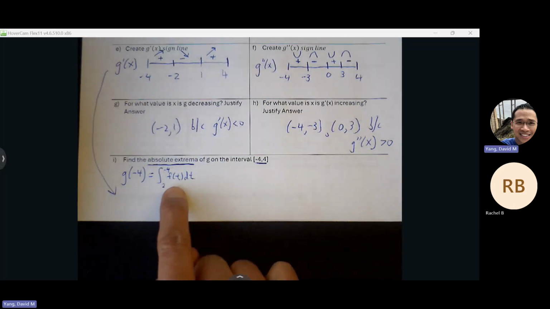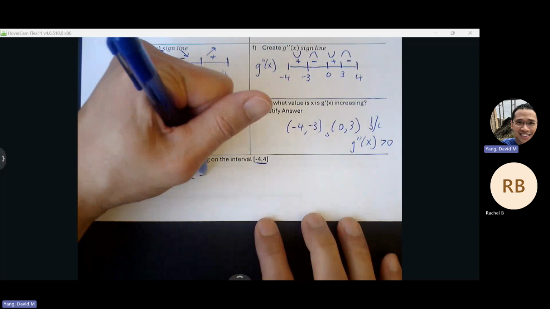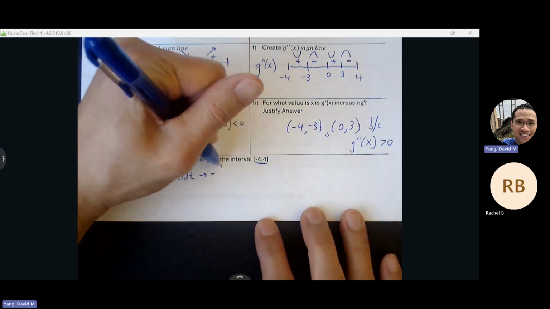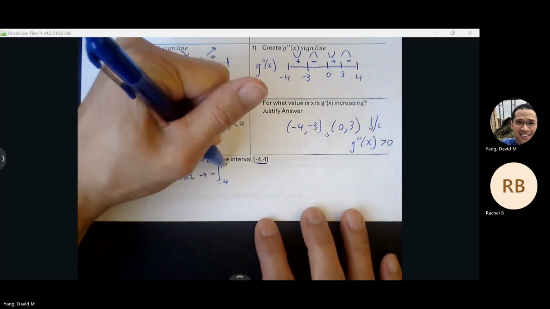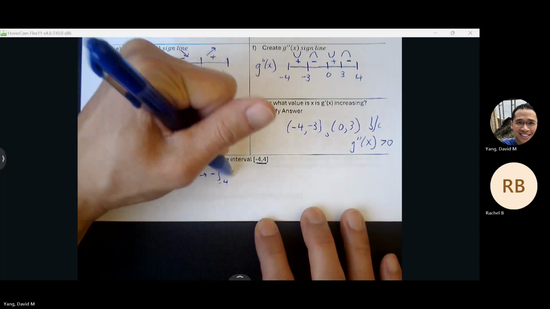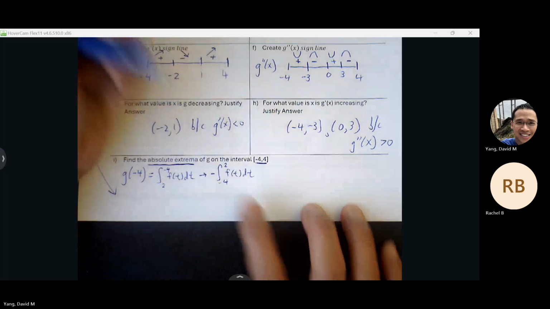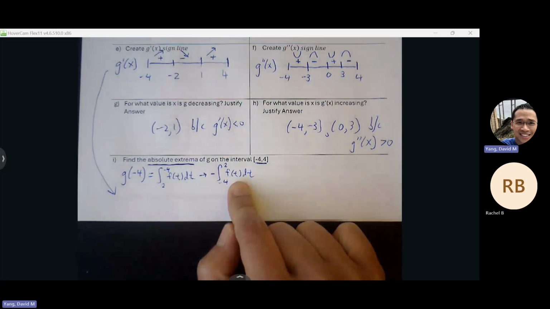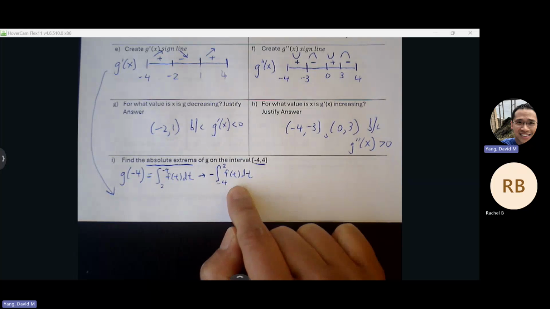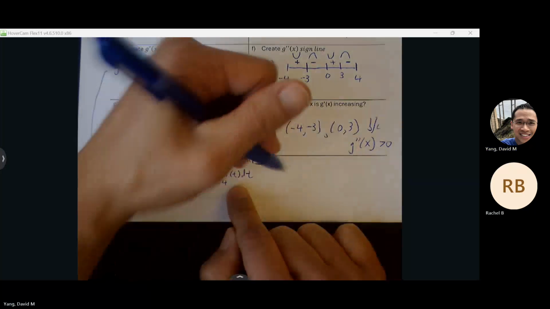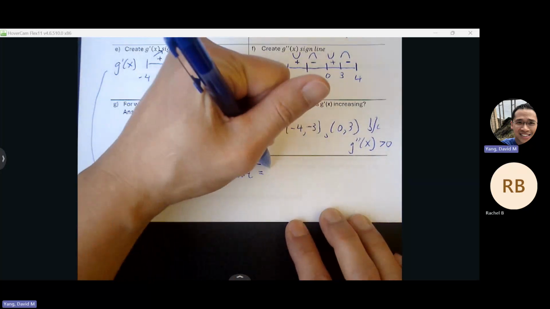Okay, I've followed what the definition said, but now I'm looking at it, seeing that my bounds are out of order. So then count your regions from -4 to 2. Add up those regions, and then make sure you change the sign of whatever you get.